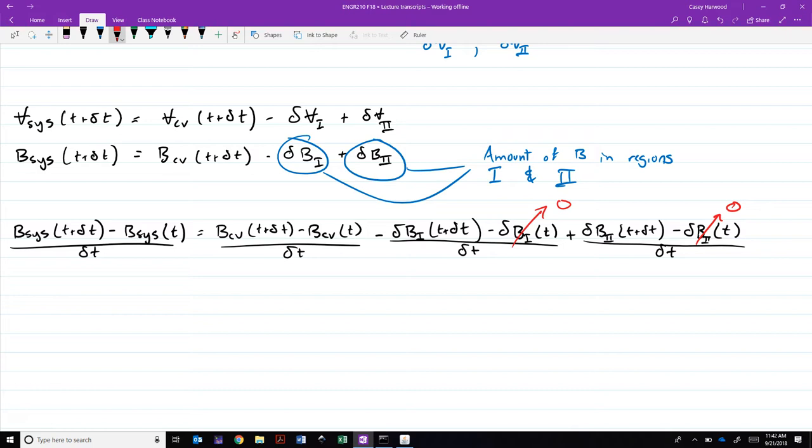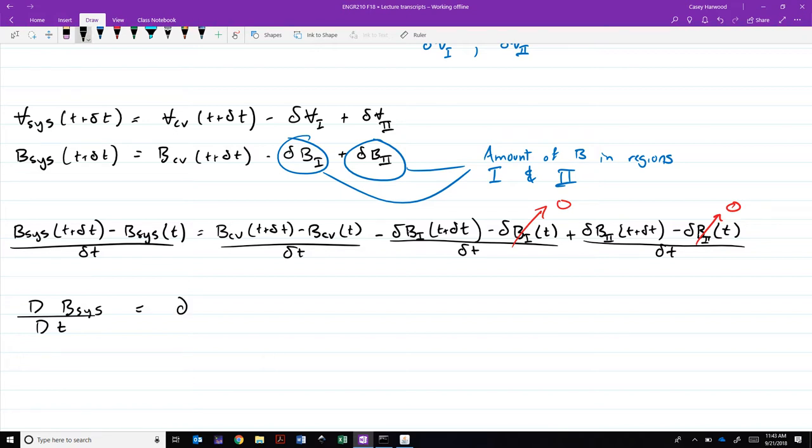So what happens then with an expression like this? What happens is the limit of delta t approaches 0. What do we call this? Back to basic calculus here. That'd be the time derivative of big B in the system, right? And because we're tracking the rate of change of B in a system, that's a Lagrangian rate of change, we're going to use this capital D for the derivative. And same for the other quantities here. We're taking the difference over a time step divided by the time step.